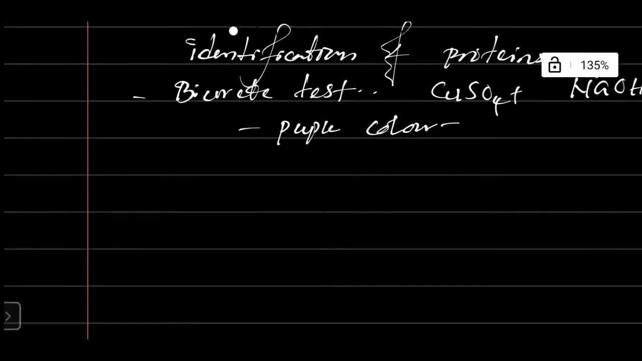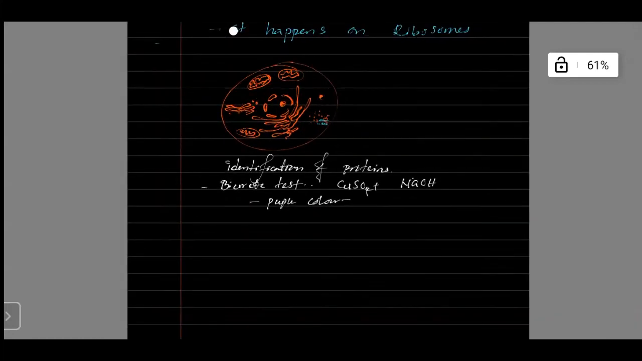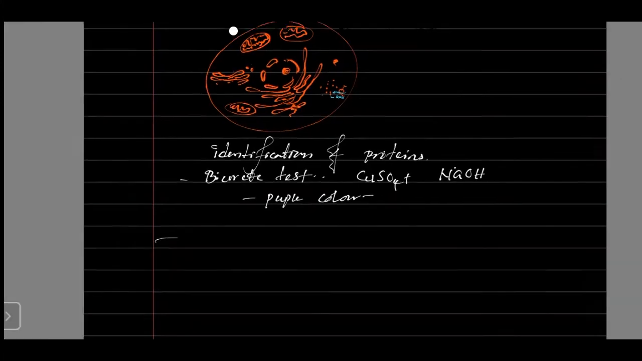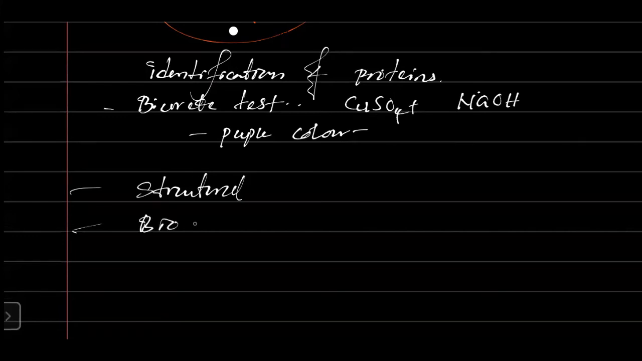So I think the rest of the things associated with protein can be explained after learning about nucleic acids. Okay, so now all the things are over as we discussed proteins. Another thing is the importance of protein. There are two types of protein, structural and water soluble or biocatalyst. So that means enzyme. Okay, good.